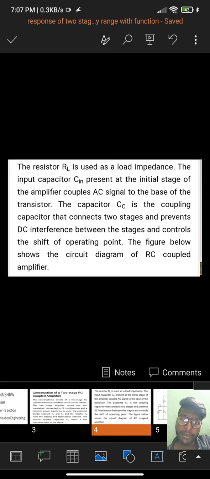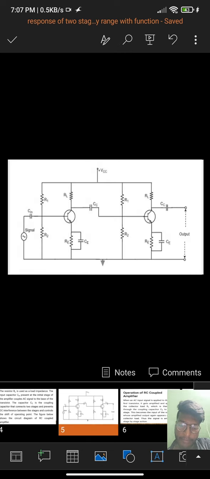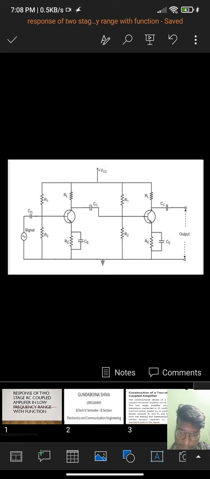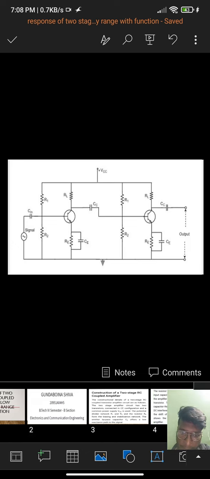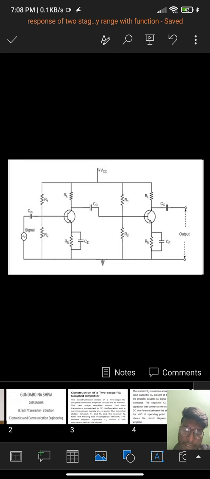The figure below shows the circuit diagram of the RC coupled amplifier. This is a two-stage RC coupled amplifier which was made of two transistors, resistors and capacitors.